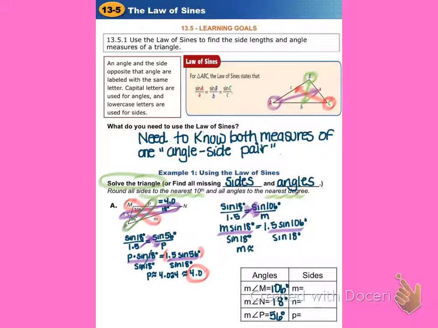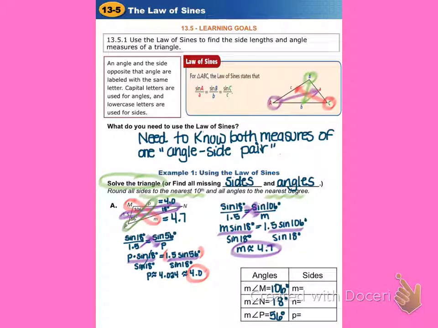And I got approximately 4.7, because it was 4.666062288, and that's all I could see on my calculator, but rounding to the nearest tenth gives me 4.7. And that makes sense, that this is the biggest side in this triangle, because of course it's across from the largest angle.